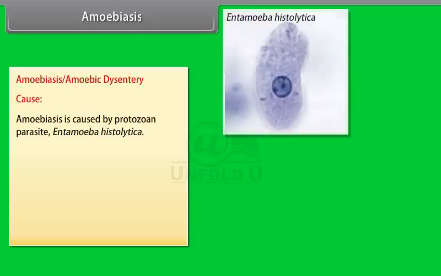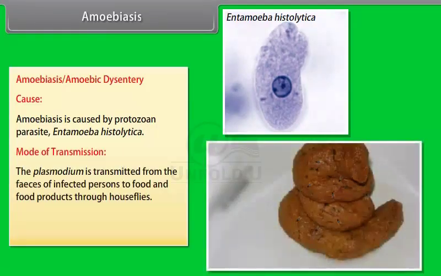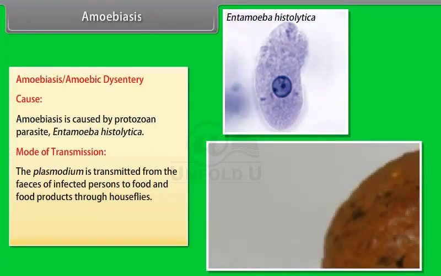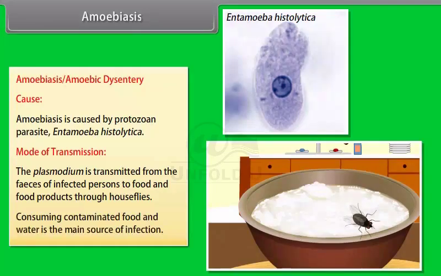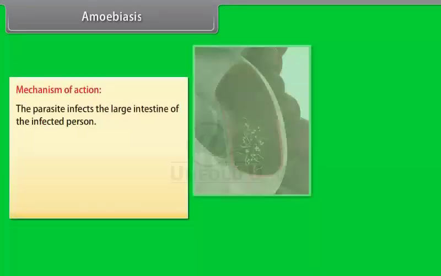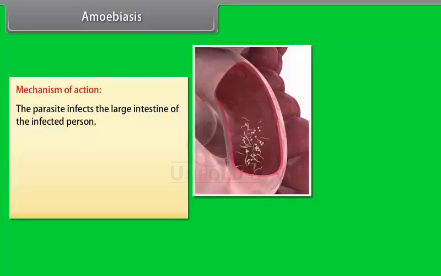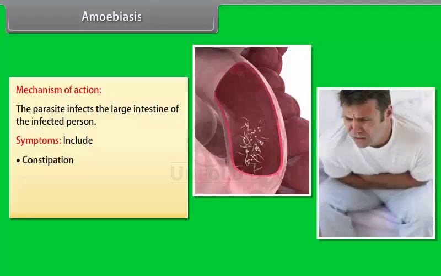Amoebiasis. Amoebiasis or amoebic dysentery. Cause. Amoebiasis is caused by protozoan parasite Entamoeba histolytica. Mode of transmission. The parasite is transmitted from the feces of infected persons to food and food products through houseflies. Consuming contaminated food and water is the main source of infection. Mechanism of action. The parasite infects the large intestine of the infected person. Symptoms include constipation, abdominal pain and cramps, stool with mucus and blood.